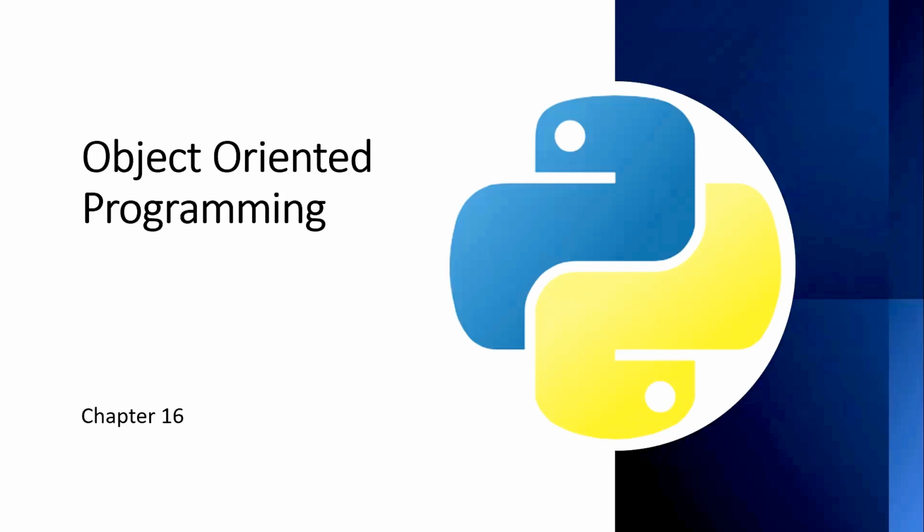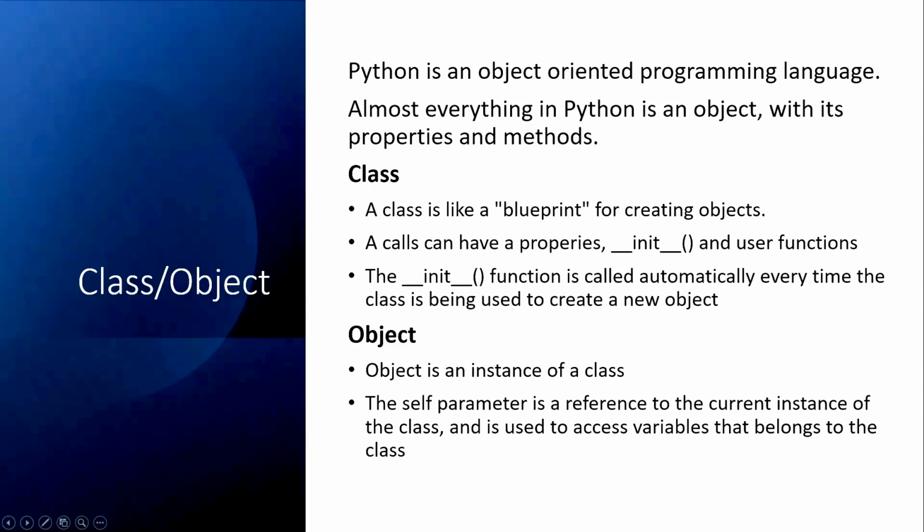Chapter number 16, Object-Oriented Programming. Now, Python is an object-oriented programming language. Almost everything in Python is an object with its properties and methods. There are two things in object-oriented programming. As you can see, there's a class and an object.